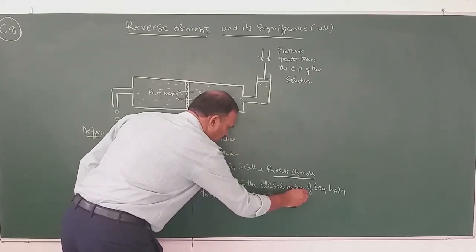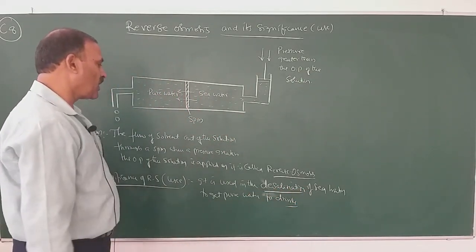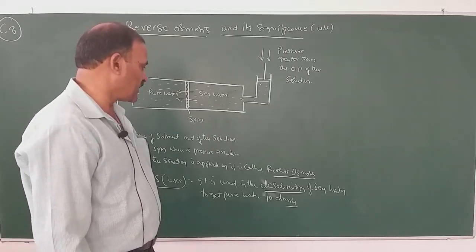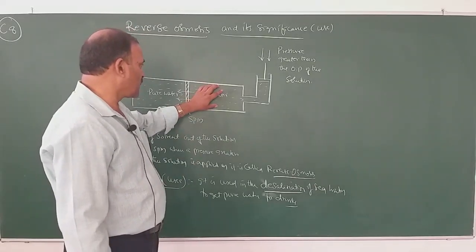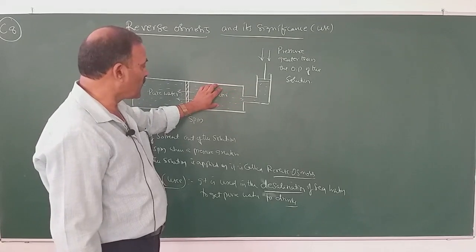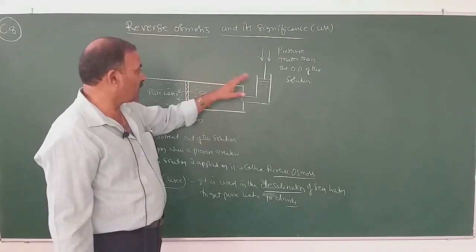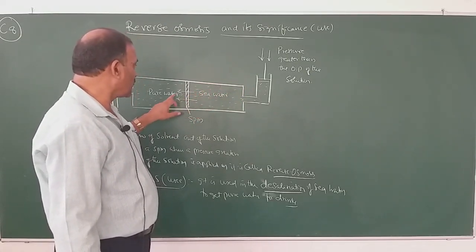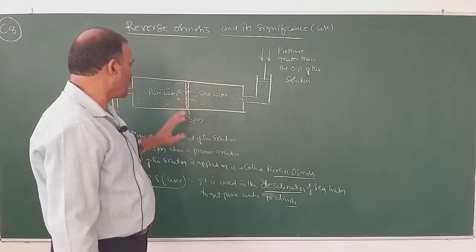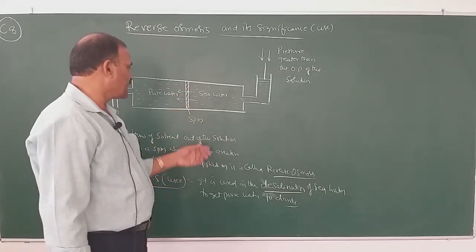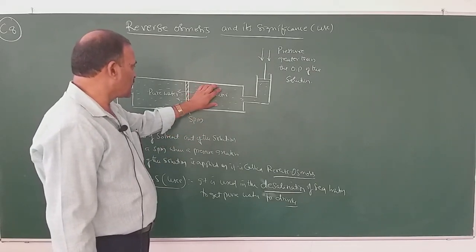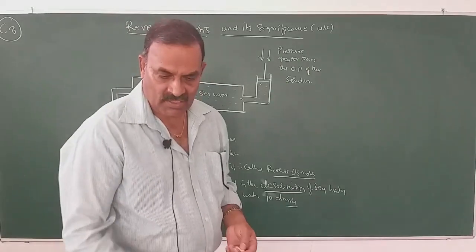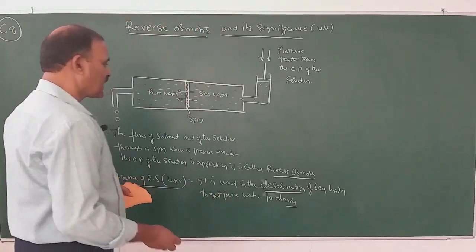What is desalination? Desalination means removal of solute, that is, the salt present in sea water. By taking sea water and applying pressure on it, how much pressure do we have to apply? A pressure greater than the osmotic pressure of sea water is applied. The water flows out of the sea water through a semi-permeable membrane. Salt will remain in this solution only, and pure water flows out of the sea water. The process is known as reverse osmosis and it is also called desalination.